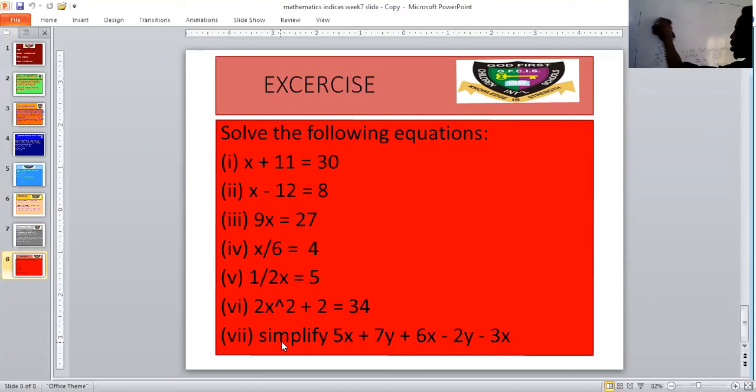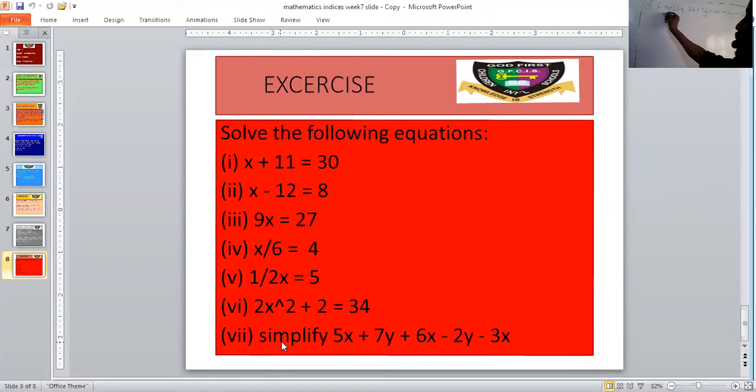Simply add up the like terms. Collect the like terms and add them up. So simplify number 7. It says simplify 5x plus 7y plus 6x minus 2y minus 3x.